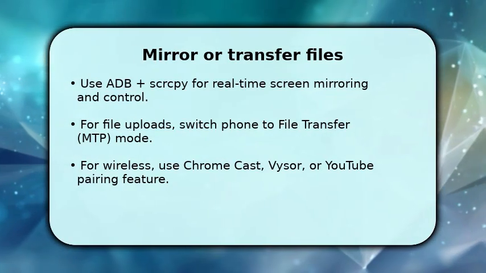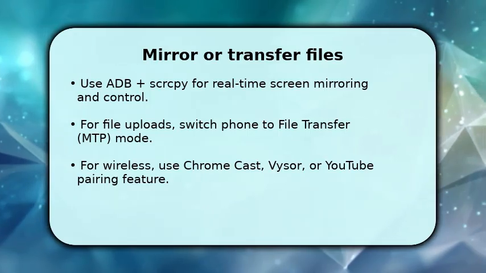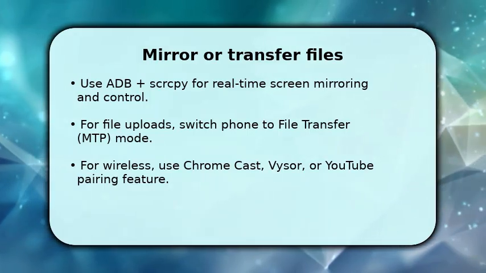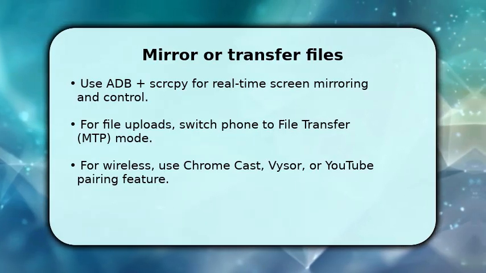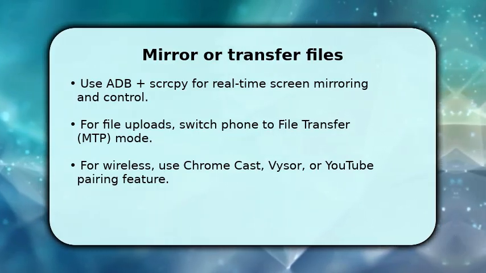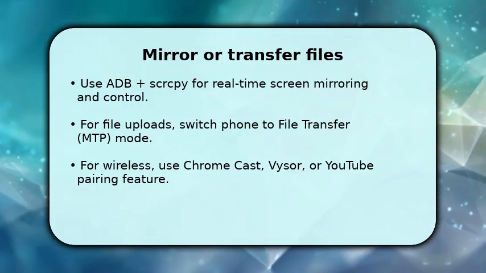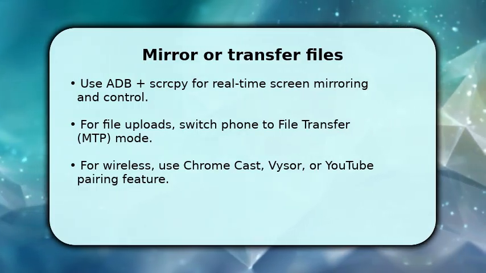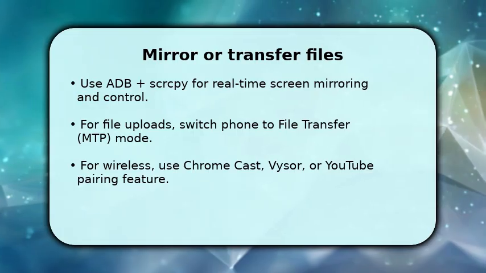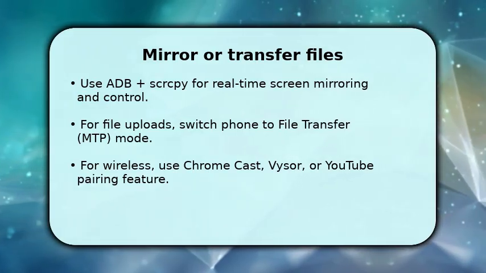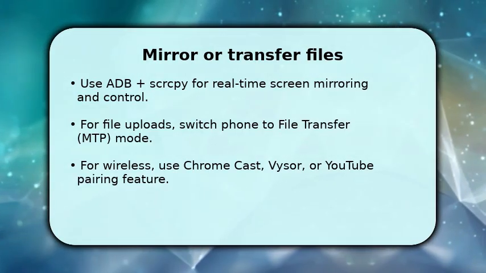Next, choose your method. For low latency control, install SCRCPY and run ADB to mirror the phone. This lets you navigate the YouTube app and play videos from the PC. If uploading, change the USB mode to File Transfer, MTP, and drag media into your phone's DCIM or Movies folder, then upload from the YouTube app.